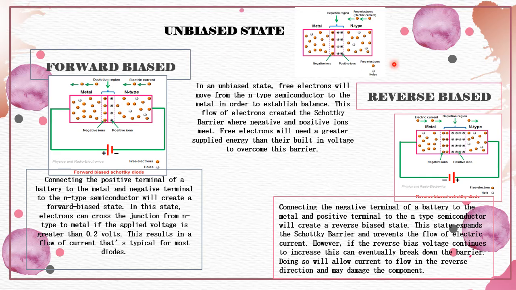And lastly, reverse bias. Connecting the negative terminal of the battery into the metal and the positive to the n-type. This state expands the Schottky barrier and prevents the flow of electric current. However, if the reverse bias voltage continues to increase, this can eventually break down the barrier. Doing so will allow current to flow in the reverse direction and may damage the component.